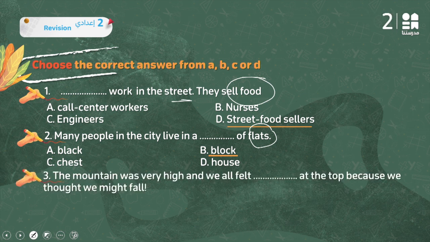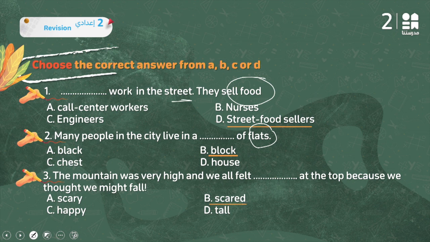Number three, the mountain, الجبل, was very high. And we all felt scared at the top because we thought we might fall. So what's the best choice here? Scary, scared, happy, or tall? Okay, if we have here a focus on scary and scared, which is the suitable one? We all felt we were scared or scary?